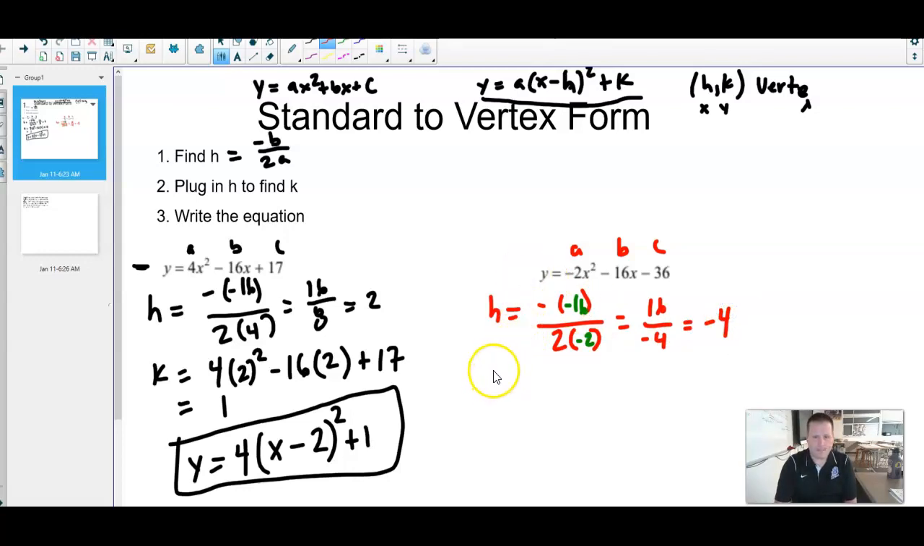Okay. Then I'm going to find k. To find k, I have to use my standard form equation, except I'm going to replace the x with my h.